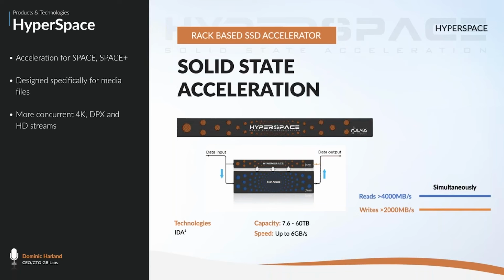And what this allows it to do is give a boost in performance of an additional up to sort of 6 gigabytes per second when used in conjunction with the Space Plus, and it gives around about a 4.5 gigabytes per second boost when used with a standard Space product.